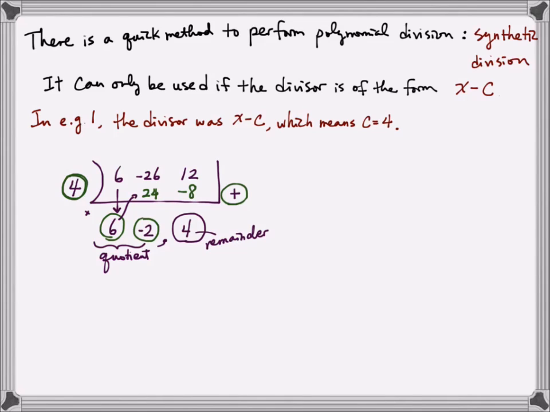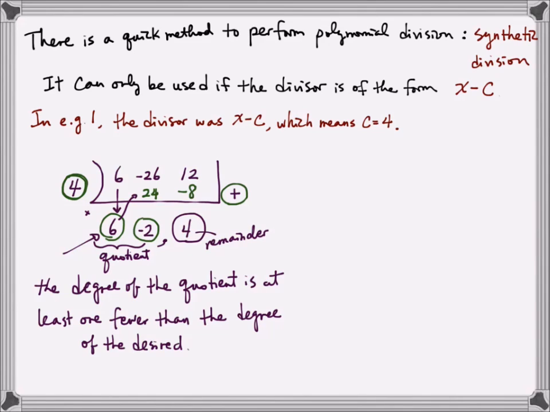The degree of the quotient is at least 1 fewer than the degree of the dividend. And if this first number is not equal to 0, that means the degree of the quotient is exactly 1 degree less than the degree of the dividend. In this case, the degree of the dividend is 2. That means the degree of the quotient must be 1. That means the 6 must correspond to the linear term, 6x, and the negative 2 must give us the constant term of negative 2. The remainder will always be a number, in this case 4.